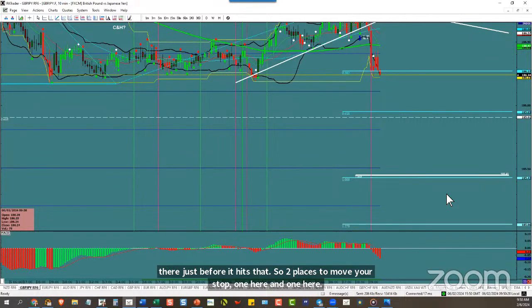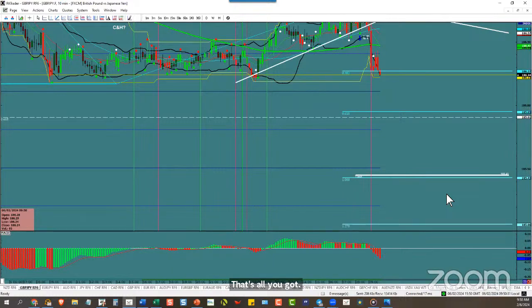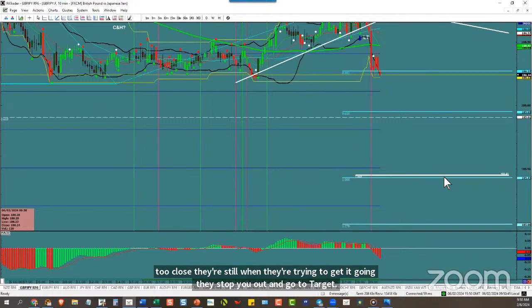I need a mathematical reason to do so. If I don't have a mathematical reason to do so, I don't move my stop. Why? Because these are uncontested areas. You move your stop too close, they're still in there trying to get it going. They stop you out and go to target. That's what they're going to do.